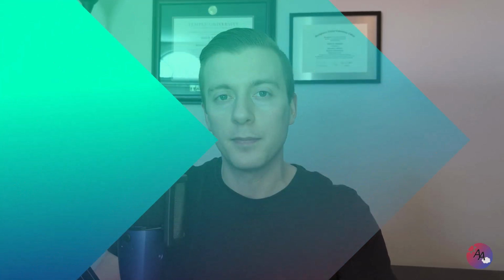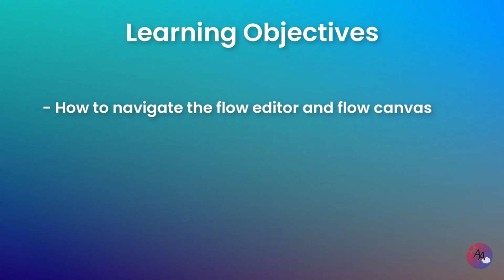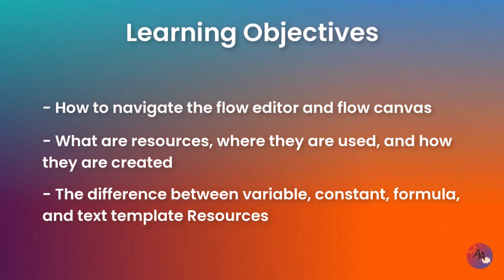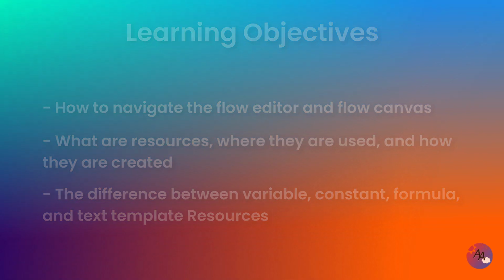In this third video, we will begin to look at what makes up a flow by looking at the flow editor's layout as well as the flow canvas. Additionally, we'll dive into one of the main building blocks of building a flow, which is flow resources. By the end of this video, we'll learn how to navigate the flow editor and flow canvas. What are resources, where are they used, and how are they created? The difference between variable, constant, formula, and text template resources.